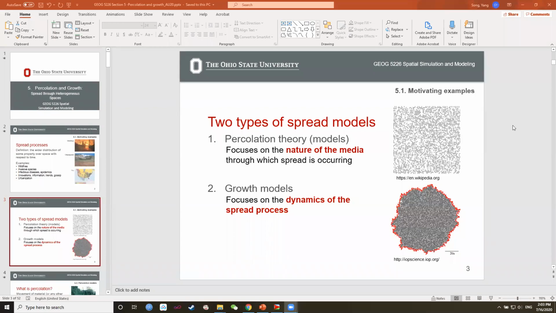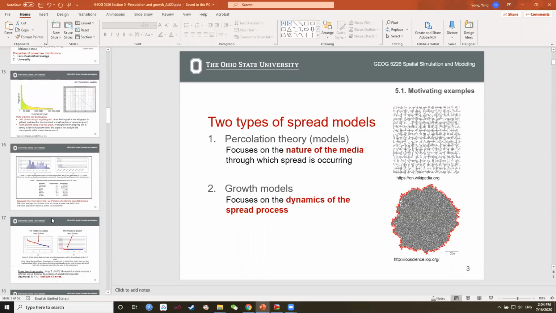Okay, at the start of the chapter, I mentioned that there are two types of spread models we're going to discuss in this chapter, right? And in section 5.2, we discussed a lot of models based on percolation theory, which means that they focus on the nature of the media, the environment of the spreading phenomena, right? And in section 5.3, which is the section for this video, we're going to talk about growth models. They focus on dynamics of the spread process itself, instead of the environment, instead of the media in which the spread is happening.